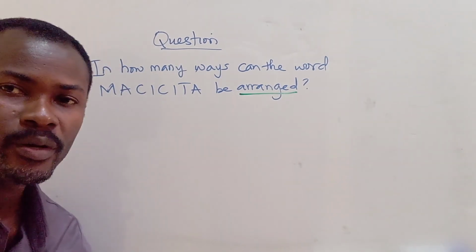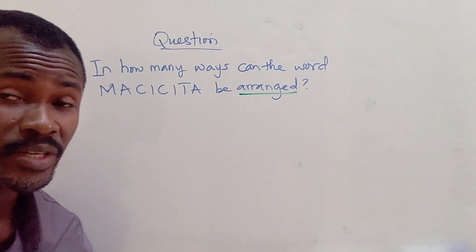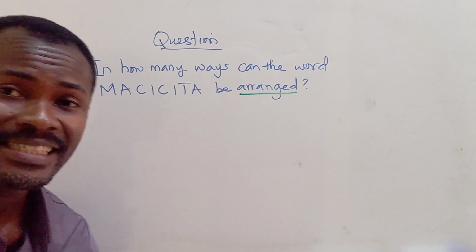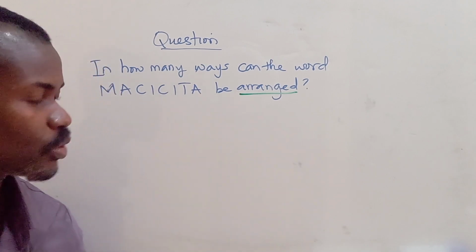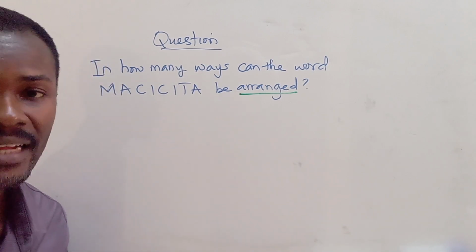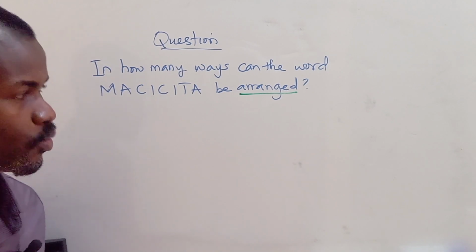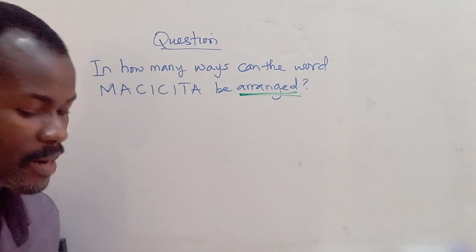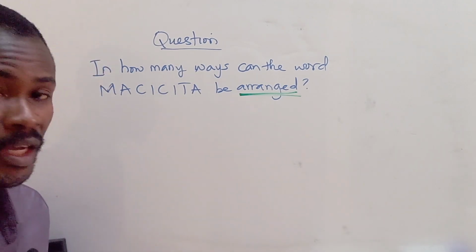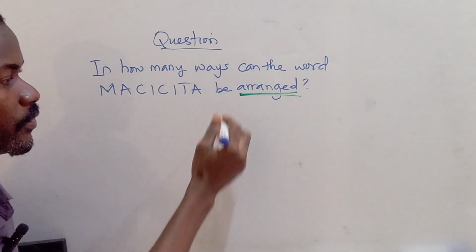Okay, so today we have a problem on the board. It says, in how many ways can the word MACICITA be arranged? Whenever you come across a problem like this, arrangement of words, we are talking about permutation. Alright, I'm going to give a simple example here.